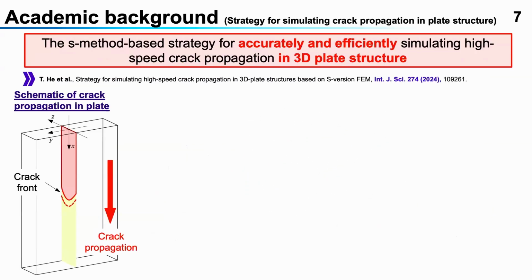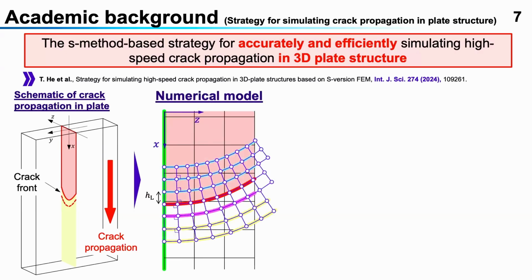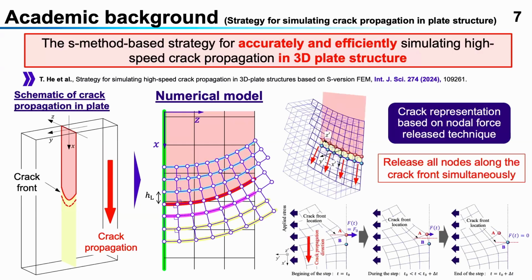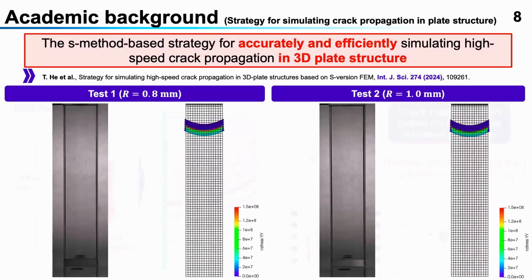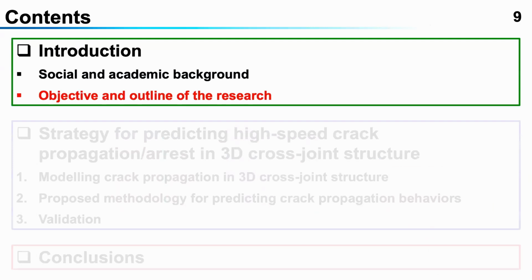And next, our previous study has also proposed a strategy for simulating crack propagation in 3D plate structures. So the entire structure is discretized with a coarse global mesh, and the fine local mesh is only superimposed around the crack front. And we used the nodal force release technique to simulate the crack propagation. And with the experimental results, we successfully performed the calculation. These are the results. And next, I'll introduce the objective and outline of our research.